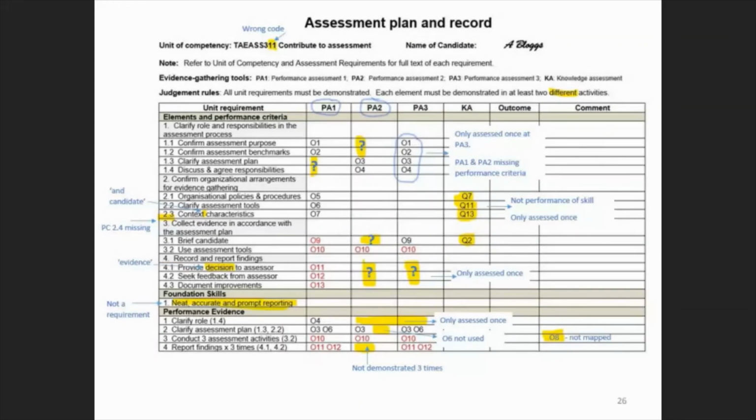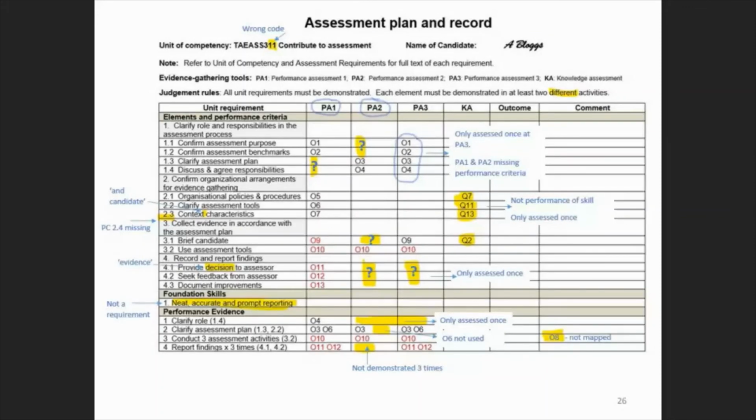There are similar issues with element three. In element three, apart from errors in wording, I've also got a situation there where I'm not making an observation against 3.1 in PA2 for some reason or other. And the Q2, question two, which might relate to it, is not a substitute. So you see that I can't somehow or other cobble together evidence of different kinds from different places and imagine somehow that I've got the whole story. If we go down to element four, clearly I'm only measuring it once. It doesn't meet the requirements.